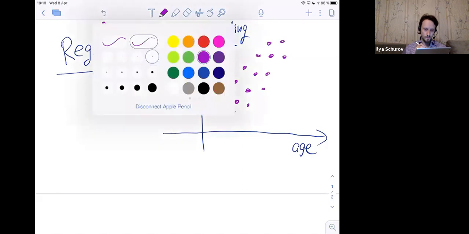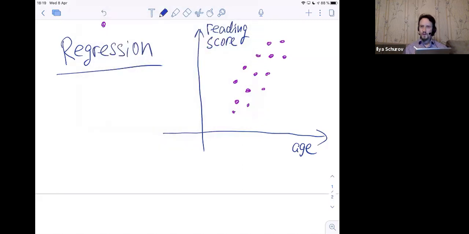Let me put some numbers. When do children usually start to read? 5 years? 4 years? I think it's 5 years. For example, this is 5, this is 10, and this is 15. And we have some reading score. I don't know how it is measured, but it doesn't matter. It would be something like this.